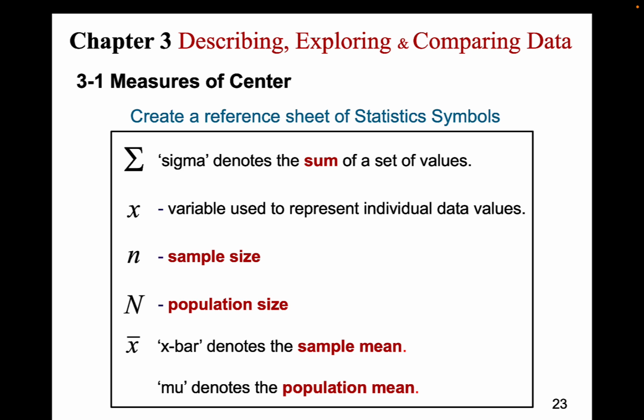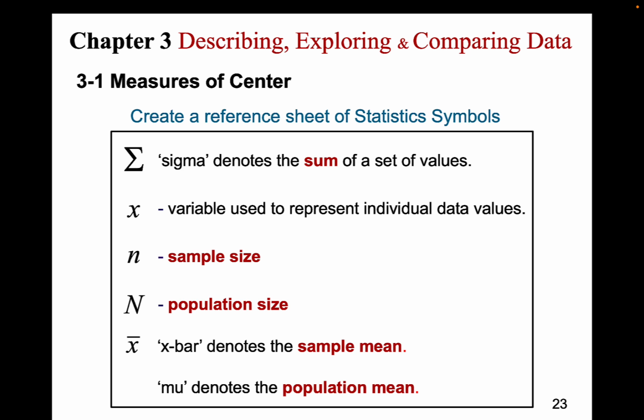X bar looks like an X with a bar over the top, and it's read X bar. It's always going to represent the sample mean. So if you take all of your data values and you calculate their mean, you have calculated what's called X bar. Calculating the mean, most of us first learned how to calculate what's called the arithmetic mean, or we call it the average. So to find the average, or the sample mean, you add up all your data values and then you divide by however many of them you added up.